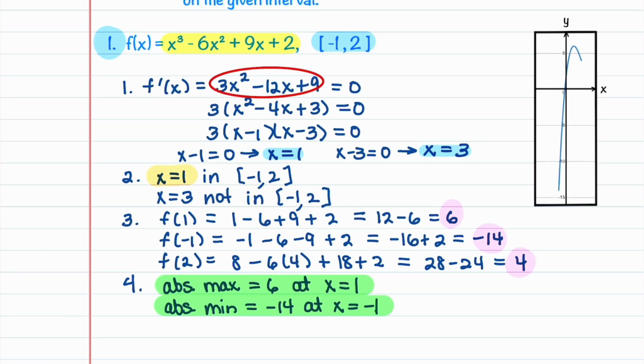Before we move on, I want to show you what the graph of this function looks like. It's graphed over here on the right. Notice that when x is equal to negative 1, that's our left-hand endpoint, we have an absolute min. And then when x is equal to 1, that was one of our critical numbers, we have an absolute max. And you can see that the derivative is equal to 0 because we have a horizontal tangent.